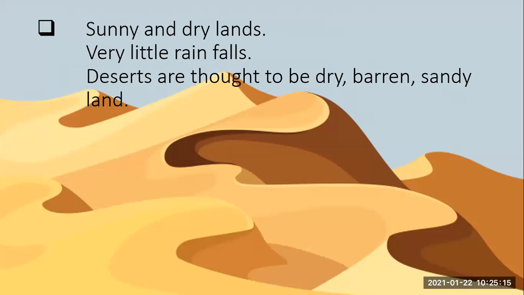We can take the opposite of it as fertile. The land of hills, the land of plains are fertile. It means plants can grow in such areas. But if we talk about the deserts, deserts are thought to be dry, barren. It means this kind of land does not allow a number of plants and animals to grow or survive. And sandy areas, you can find the sand over there, okay?